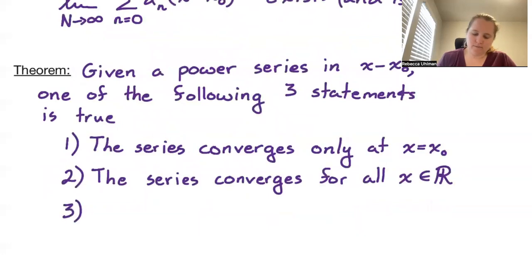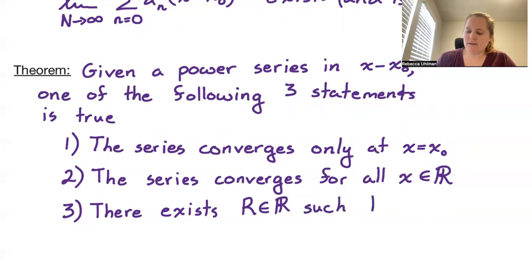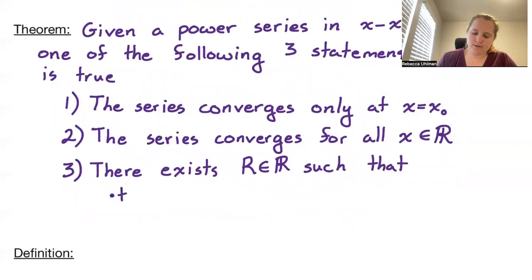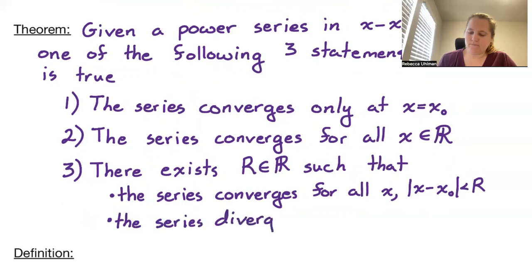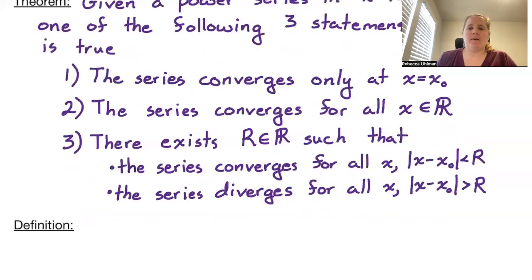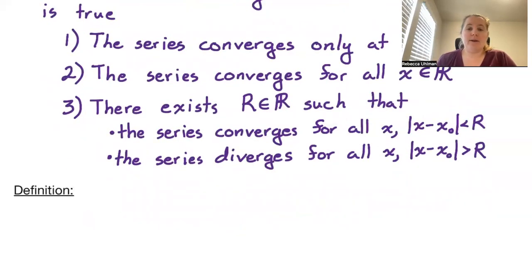And option 3, there exists capital R in the real numbers such that the series converges for all x with absolute value of x minus x naught less than R, and the series diverges for all x with absolute value of x minus x naught greater than R. So we call this capital R the radius of convergence.